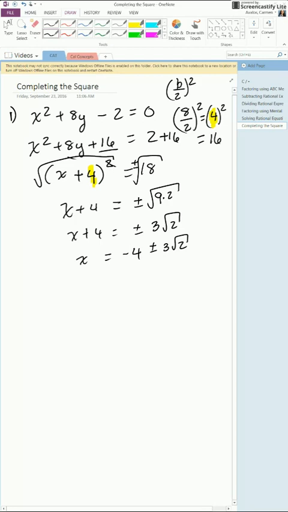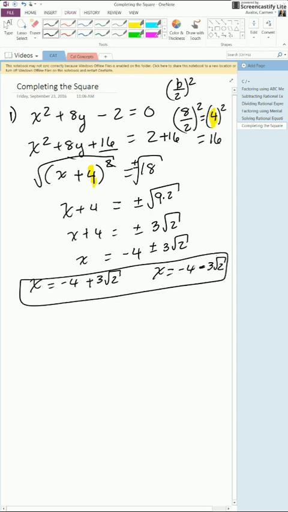And if you notice, there's actually 2 answers in there. X is equal to negative 4 plus 3 square root of 2, and x is equal to negative 4 minus 3 square root of 2, and those are the 2 answers. If you did not remember from previous math courses how we simplify a radical, go ahead and repeat these steps on there, or actually you could look that up. Khan Academy would be a good site.